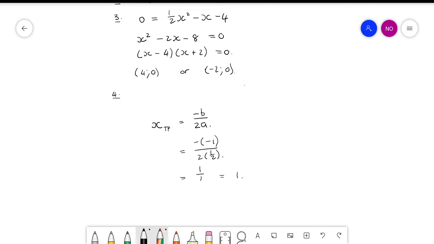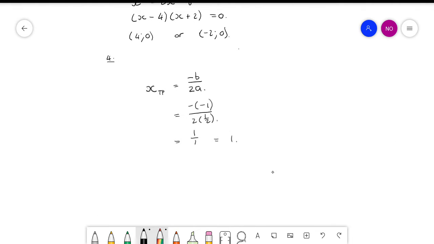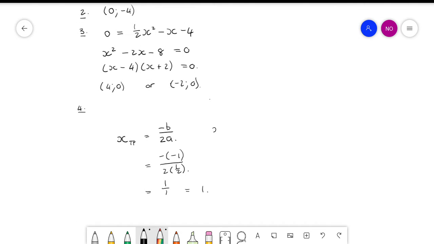Can anyone remember what the other method was that I taught you guys to get the x-value of the turning point? Remember, that is the axis of symmetry. So if you know that those two will be the x-intercepts, then you can just say it's 4 plus minus 2 divided by 2, which is also 1. Because it has to be symmetrical. So the distance between that axis of symmetry and the one intercept must be exactly the same as the distance between the axis and the other intercept. In other words, it must lie exactly in the middle of the two. So you can always do it like that as well.